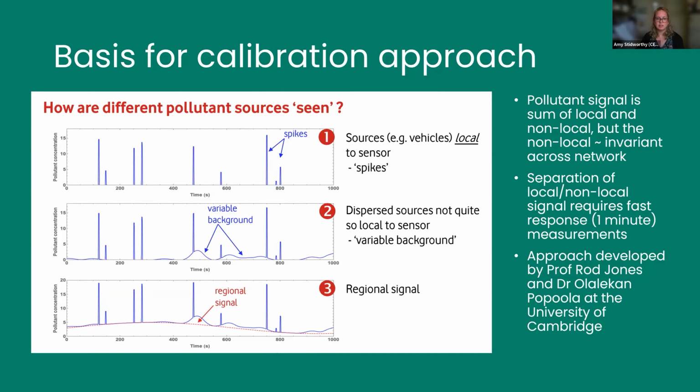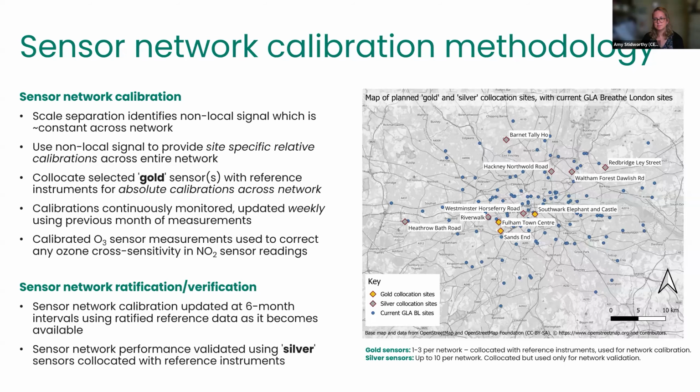That regional signal is represented on this schematic graph by the red dashed line in the bottom plot. If the non-local signal you can extract is approximately uniform across the network, then each sensor in the network should see the same non-local signal. Taking this approach means we can do a relative calibration of every sensor in the network to one or two so-called gold sensors.